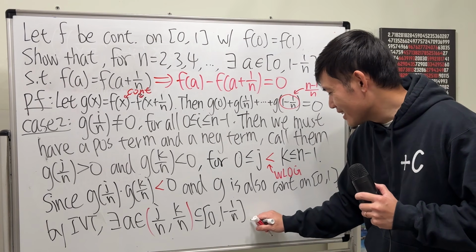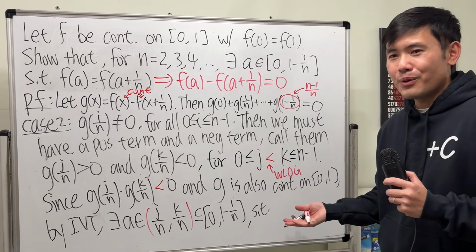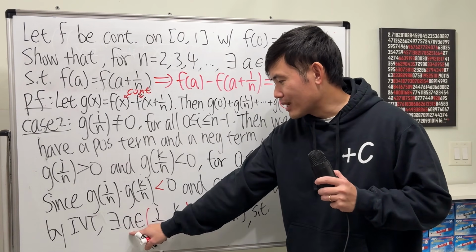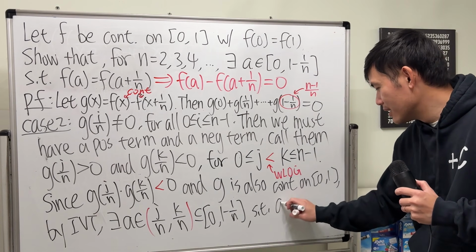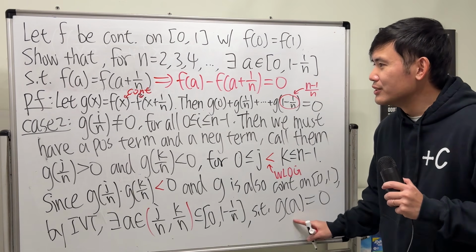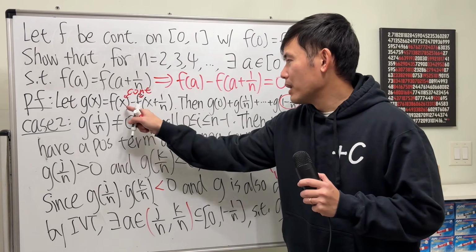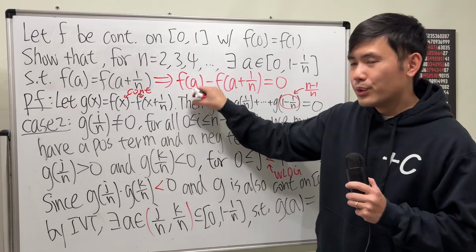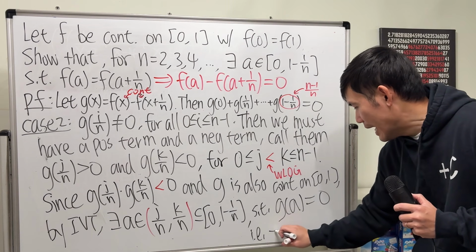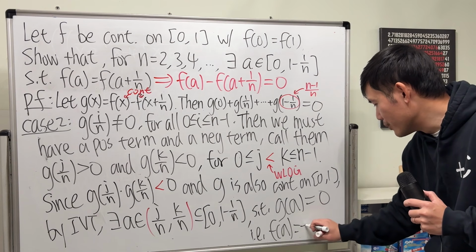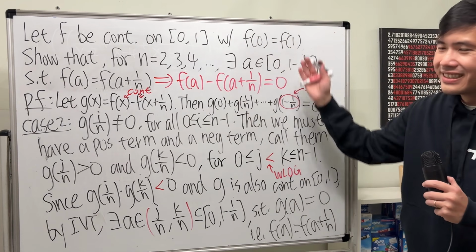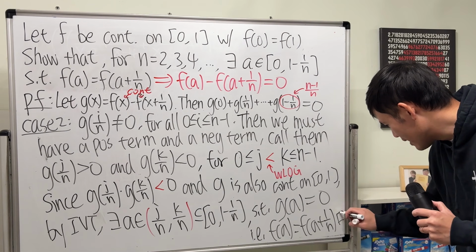So you can continue by saying such that what? This times this is less than 0, so that means we must have an element somewhere on this interval that is equal to 0. Now, when g of a is equal to 0, g of a is this thing right here. Plugging a here, plugging a here, it's equal to 0. Move this to the other side. So we get, that is, f of a is equal to f of a plus 1 over n. That's it. All done. Put box, shading.